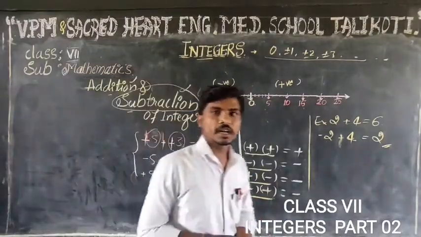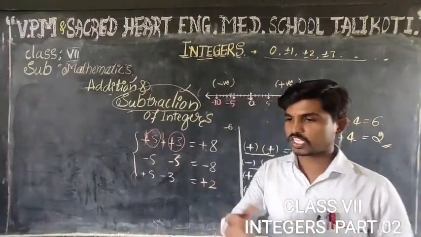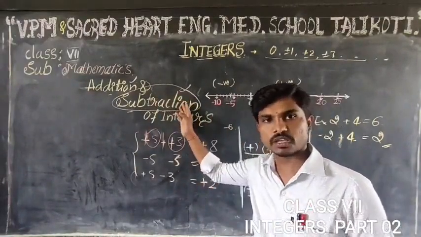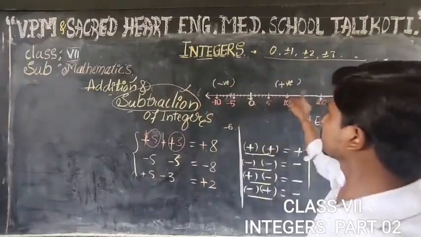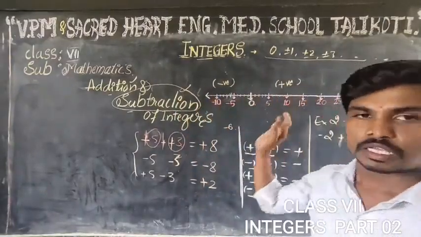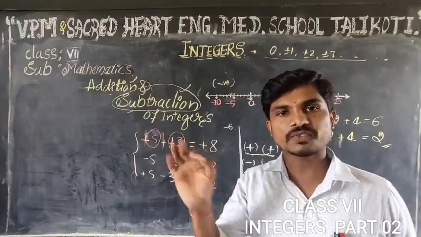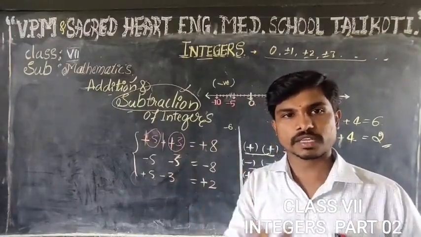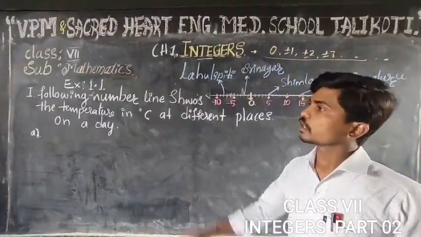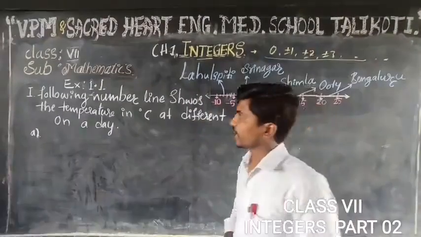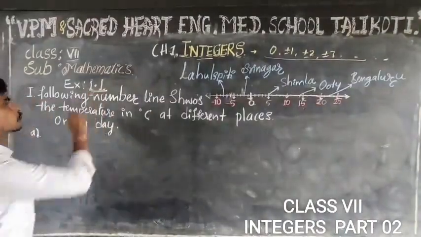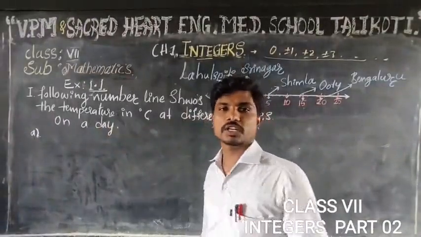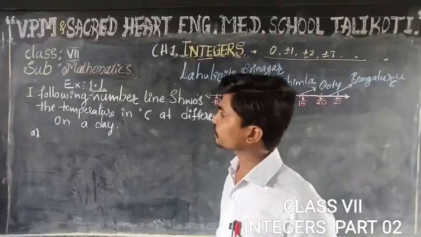Students, now we are coming to our exercise problems directly, because on the basis of addition and subtraction and representing integers on a number line, exercise number 1.1 is formed very beautifully. Now we are moving towards the exercise. Coming to the first question of exercise number 1.1. Students, I will read the question. Just observe in your book.